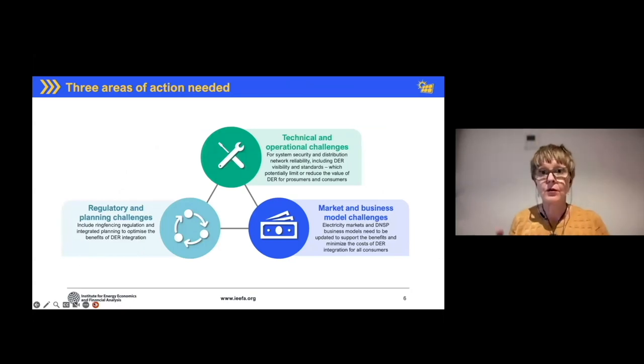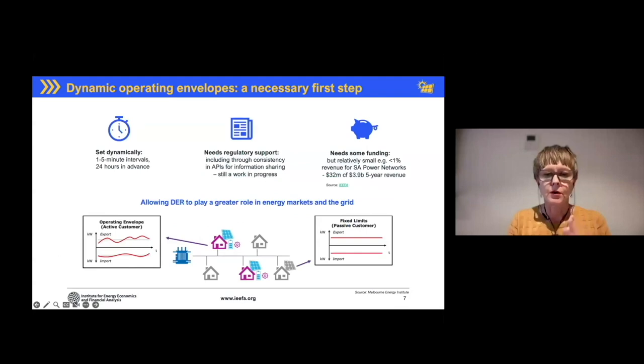So that's the background, but getting into what's needed. This is like the world's simplest diagram, but I think it's important to talk to the different types of challenges that DR integration provides. They do overlap somewhat, but there is, to my mind, an order of priority: you have to do the technical piece first to a large degree in order to enable some of the regulatory and planning changes, and then allow for market participation. You can't have electric vehicles participating in markets till you have vehicle-to-grid standards and have worked all of that out, for example.